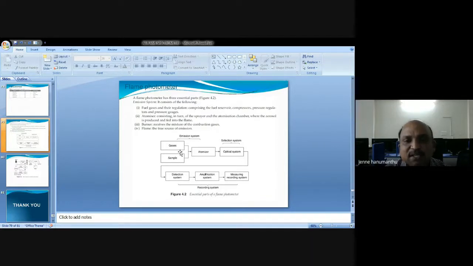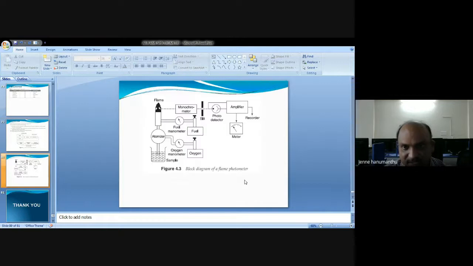So the sample and gases are mixed, and that is given to the atomizer. It is vaporized, and that vapor is given to a flame or burner. The vapor atoms are excited to higher energy states through this flame, and the output of the flame is emission photons. They are collected by the optical system, detected, converted into an electrical signal, which is amplified and measured or recorded.